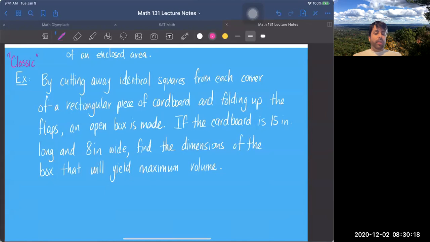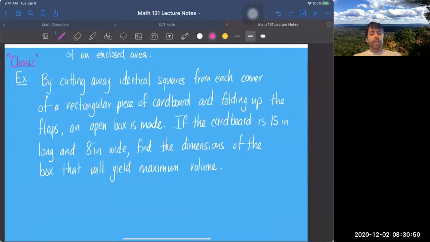And now the question is, if this cardboard rectangular piece is 15 inches long and 8 inches wide, how much should I cut away so that when I create this open box, it creates a box with the maximum amount of volume? Do you see how this problem is now much more complex than the ones we've done?